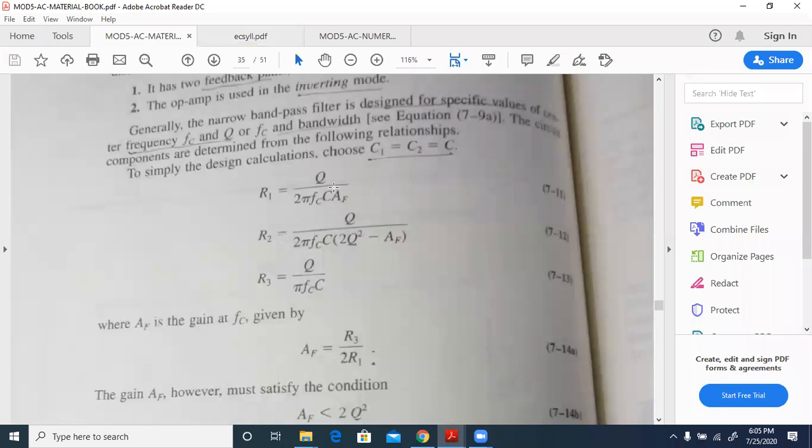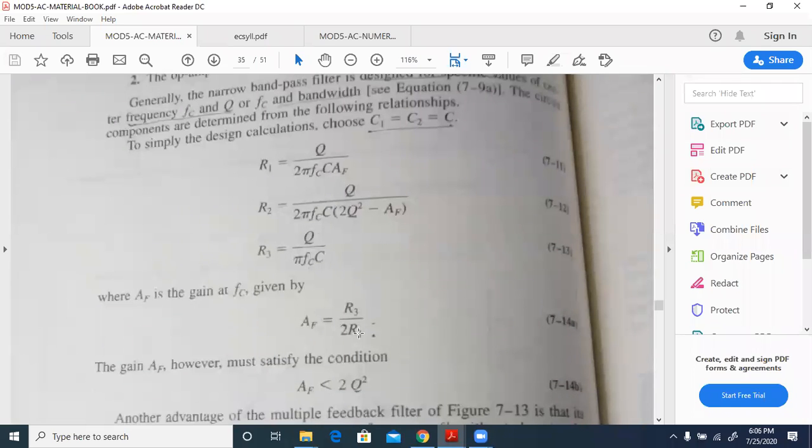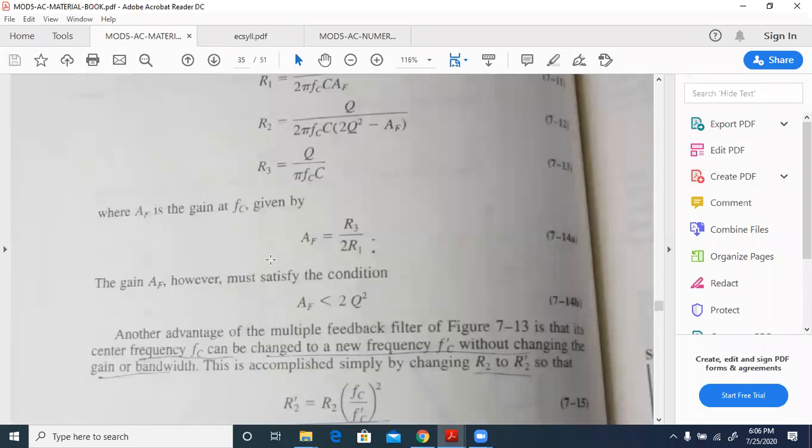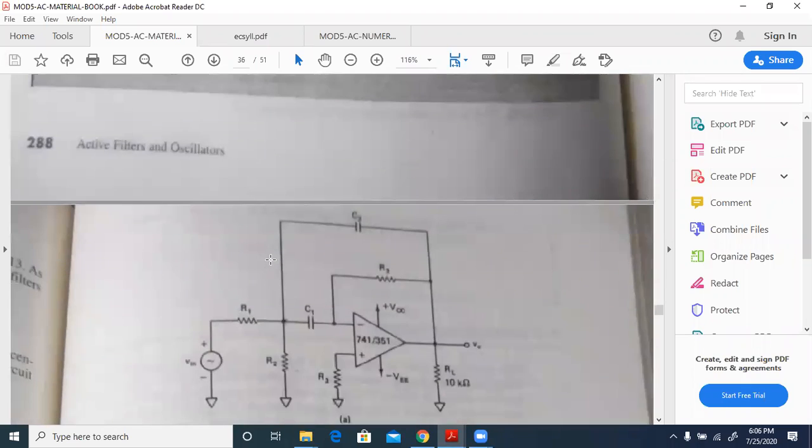C is to be assumed, which is the value we have taken as 0.01. Similarly, here again C is assumed, the knowns are Q, FC, and AF, substitute there and get the value. R3 is Q by pi FC C, so Q is given, C is chosen, and hence we can find R3, right? Then AF is equal to R3 by 2R1. We can check whether this condition is satisfied, but that's not necessary because that's not asked.